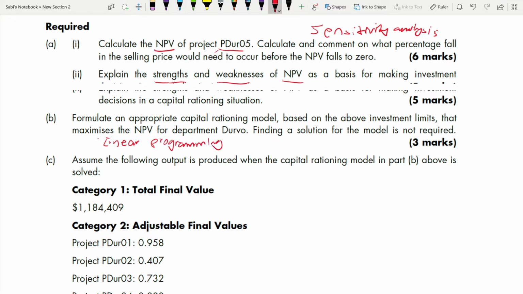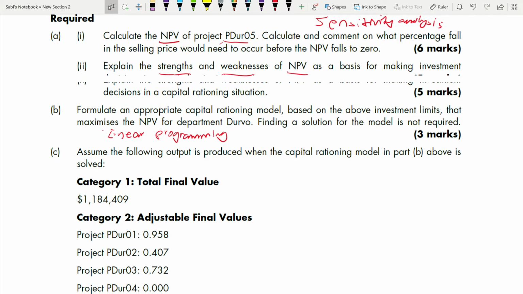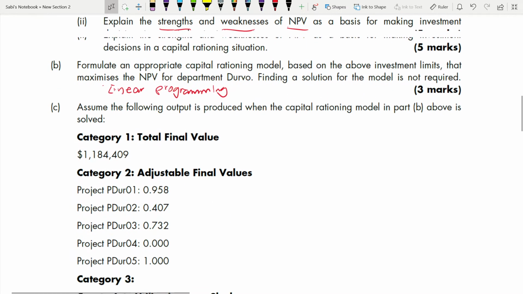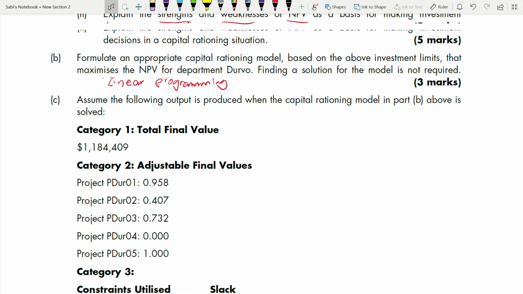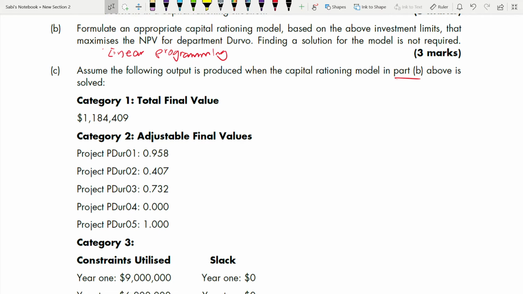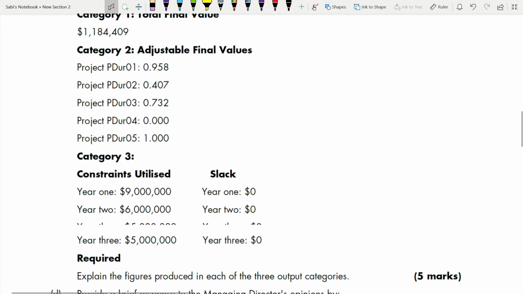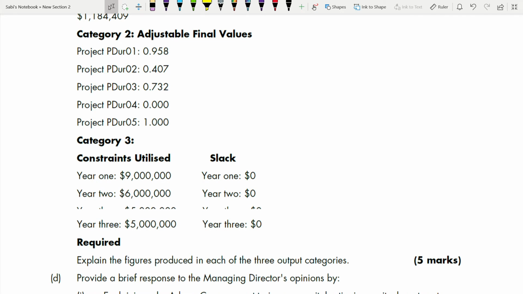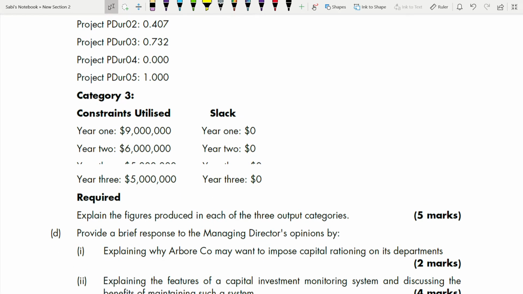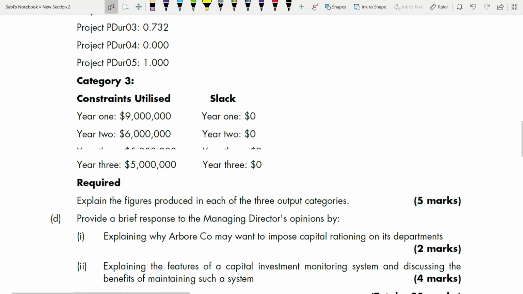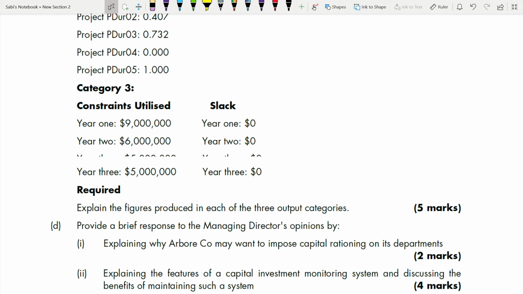And part C: assume the following output is produced when the capital rationing model in part B above is solved. You need part B before you solve part C. They have given you some values for product A, categories 1 and 2, and the constants: year 1, year 2, year 3, this leg is 0, and the constants. You are required to explain the figures produced in each of the 3 output categories. You just have to explain the figures in the 3 categories.